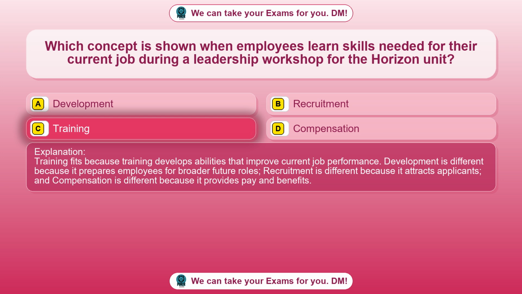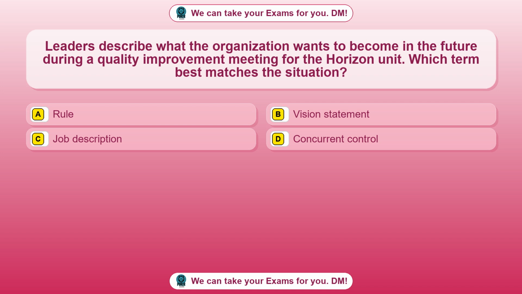Recruitment is different because it attracts applicants, and compensation is different because it provides pay and benefits. Question 73. Leaders describe what the organization wants to become in the future during a quality improvement meeting for the Horizon unit. Which term best matches the situation? Option A, role. Option B, vision statement.